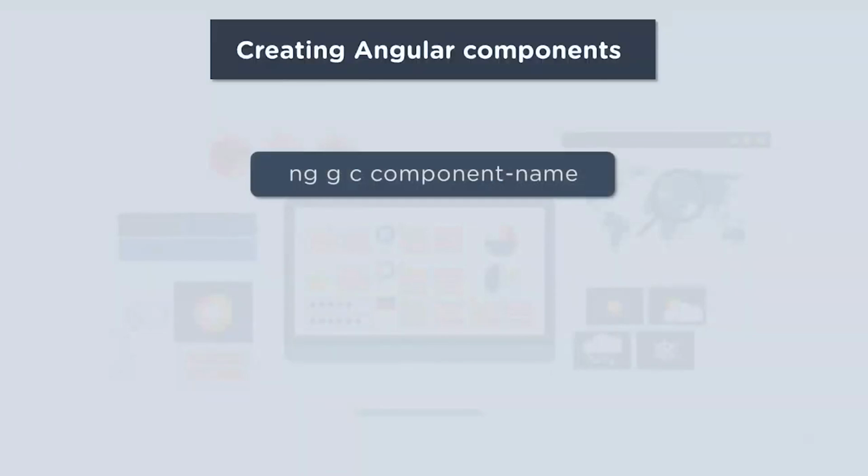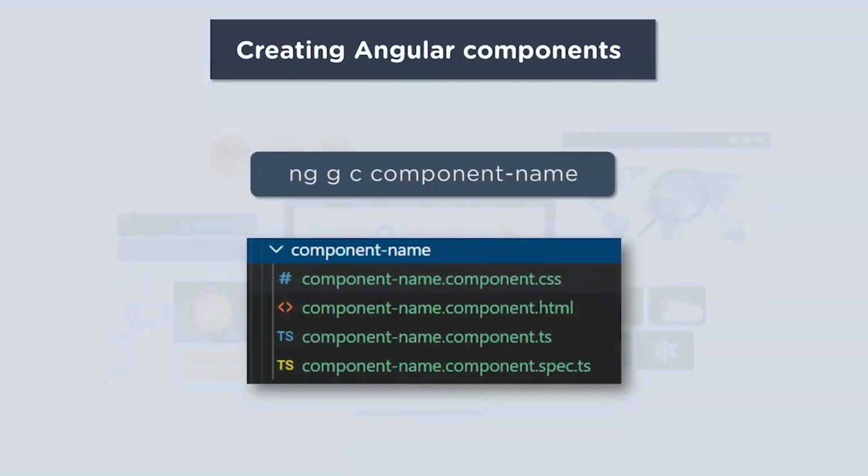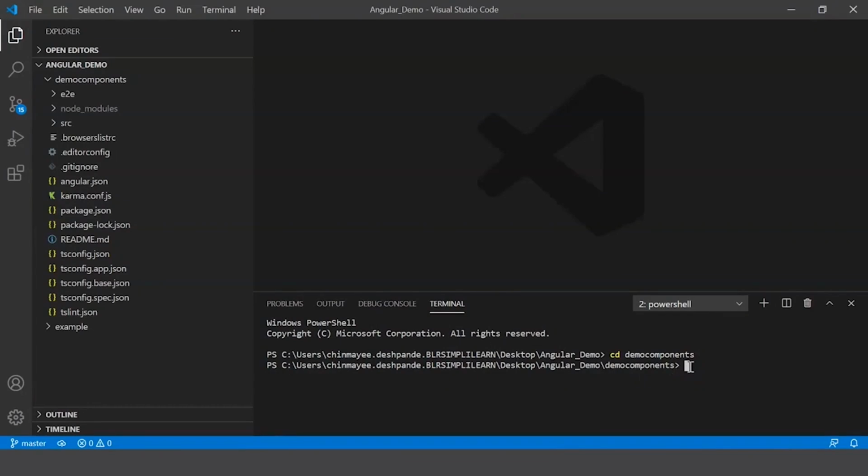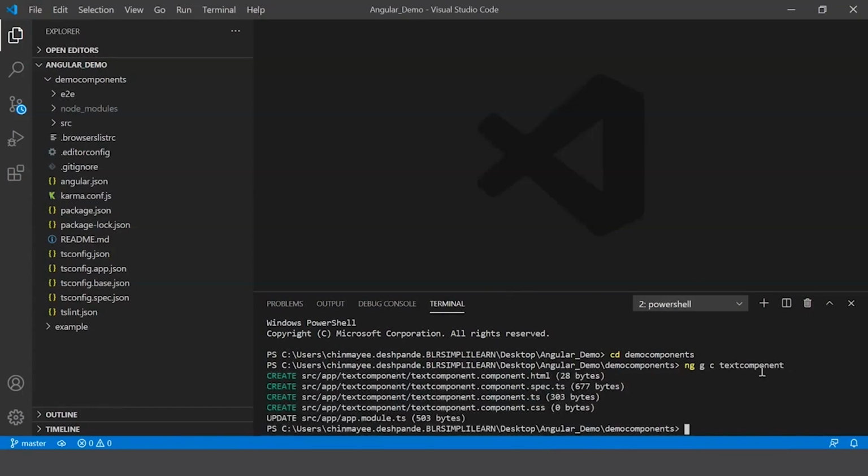Now the command used to create our component is ng gc and your component name. Once executed, it creates 4 different files. Now let's just see how this works on our VS Code. What you can do is head to your terminal and type in the command ng gc and provide a name for your component. For example, I'm going to just call my component text component. Alright. So what it does is that it creates 4 different files. You can see you have 4 different files that have been created, and finally it updates the file that is app.module.ts, indicating that this new component has been created.